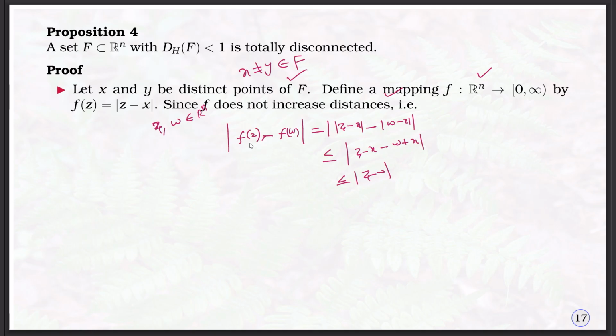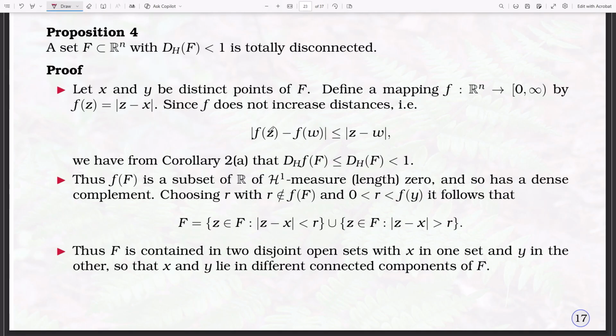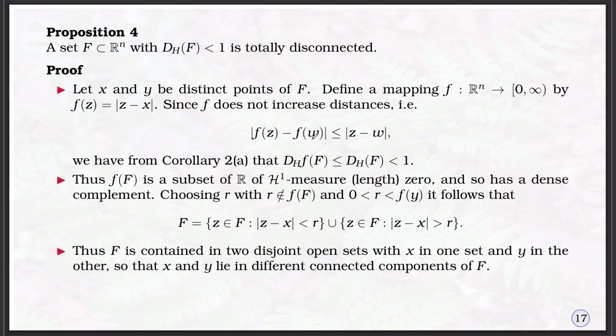So the distance between the images of z and w is not greater than the distance between z and w. If you take the distance between these two numbers, it is always less than the original distance between the original points. Since f does not increase the distance, modulus of f(z) minus f(w) is at most modulus of z minus w. This is like a Lipschitz mapping with c equal to 1 and Holder exponent alpha equal to 1, so we have corollary 2a.